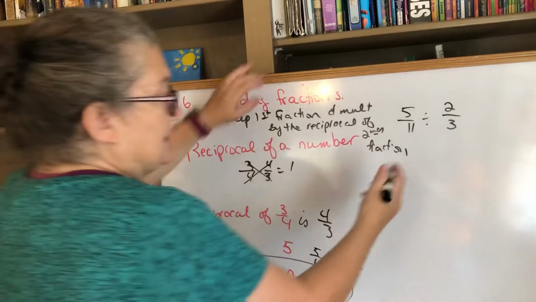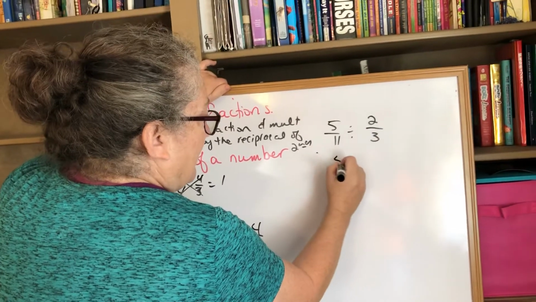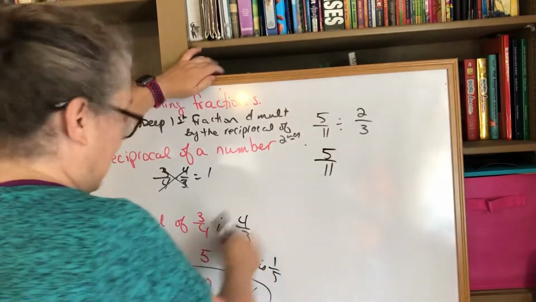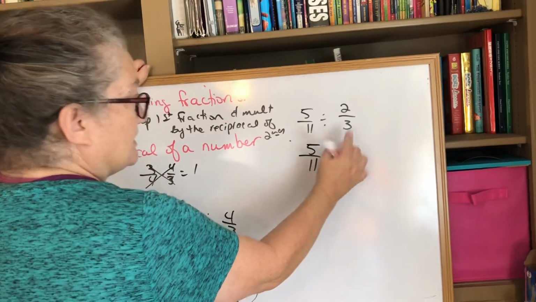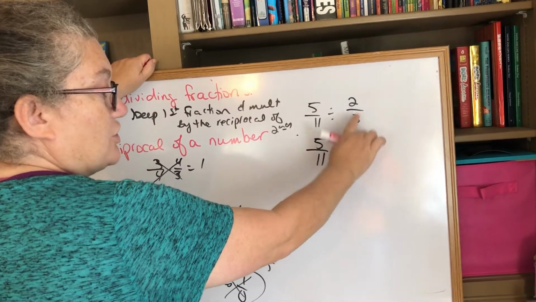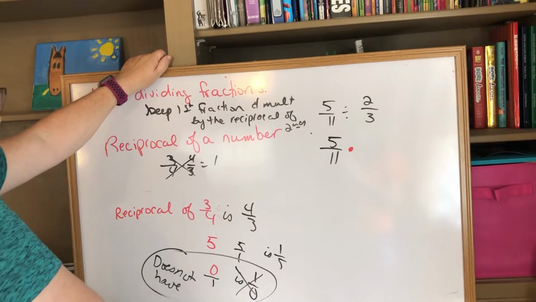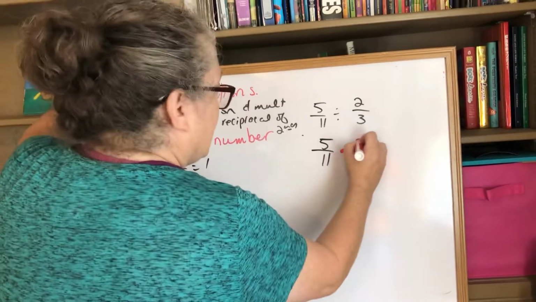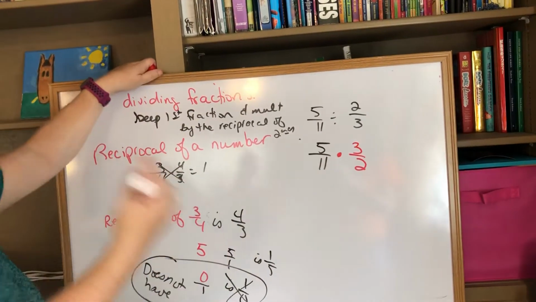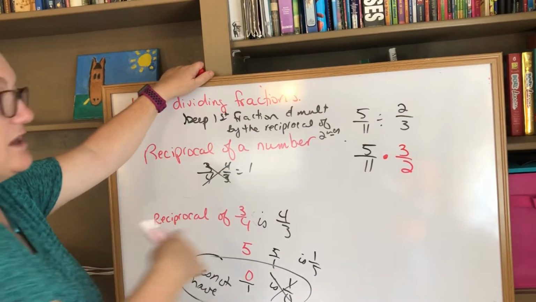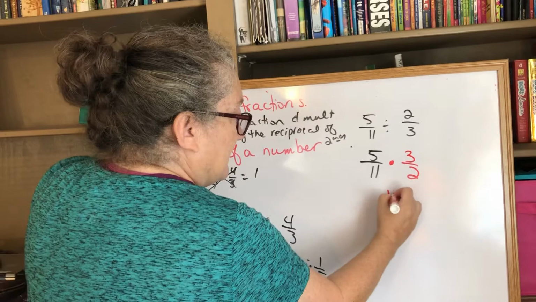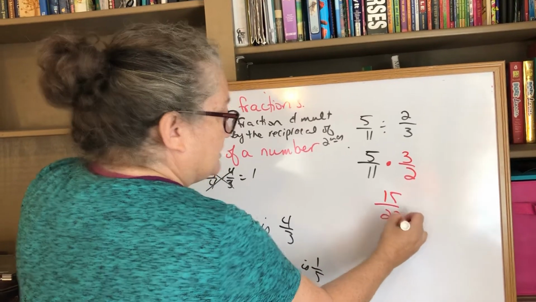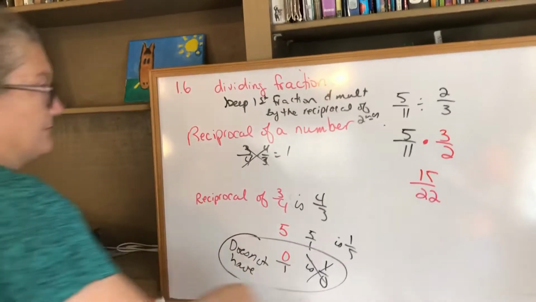So how I do that is I keep my 5/11, that stays the same. I change this division to a multiplication, and then I change the 2/3 into the reciprocal. What's the reciprocal of 2/3? 3/2. And we learned in the previous video how we multiply this. We look for common factors that we can divide out, and then we multiply across to get 15 over 22. So let's do another problem.